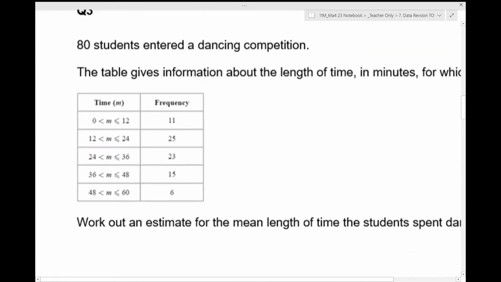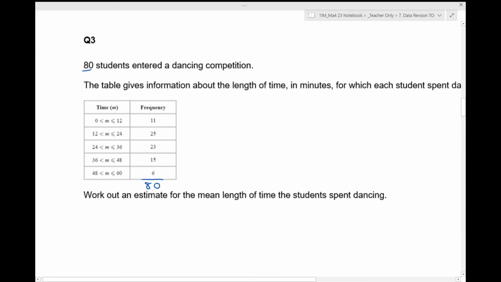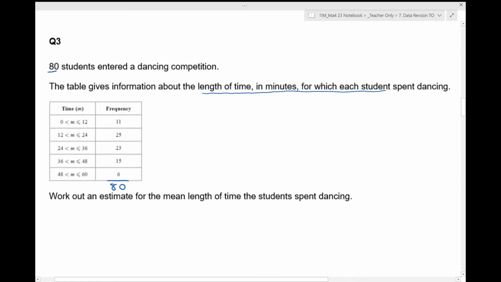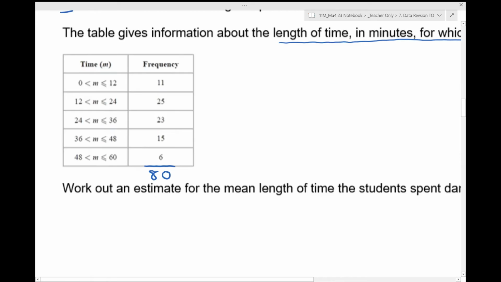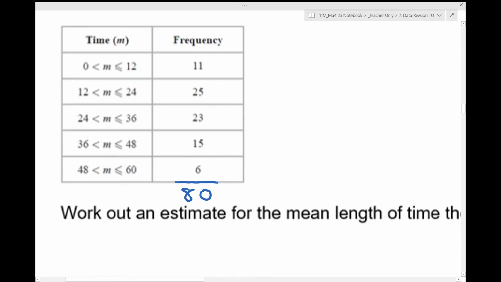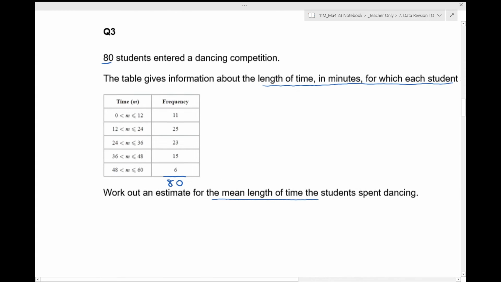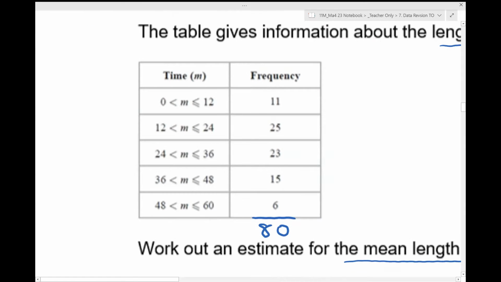Question 3. 80 students engaged in a dancing competition. 80 students in all. The table gives information about the length of time in minutes for which each student spent dancing. Crikey, look at this. 6 of them danced for almost an hour, didn't they? All right. Work out an estimate for the mean length of time the student spent dancing. Right, mid-mad, halfway between 0 and 12. Halfway between 12 and 24. Again, if you're not sure, you could just do 24 plus 36 and divide by 2.